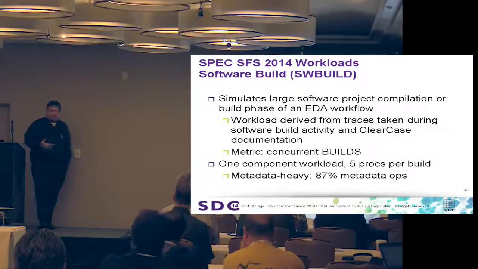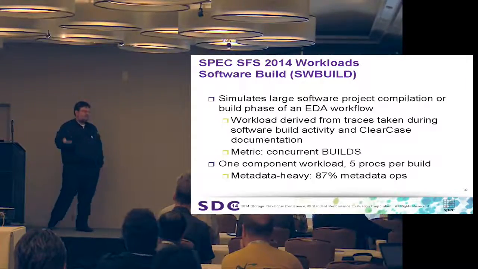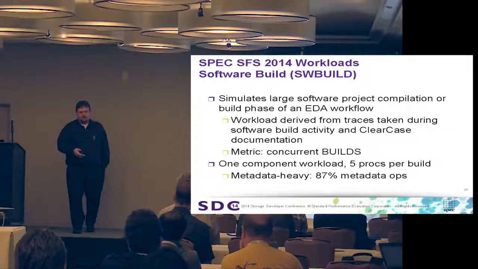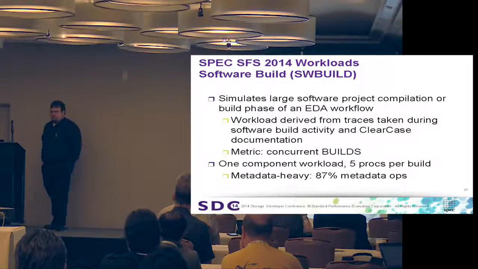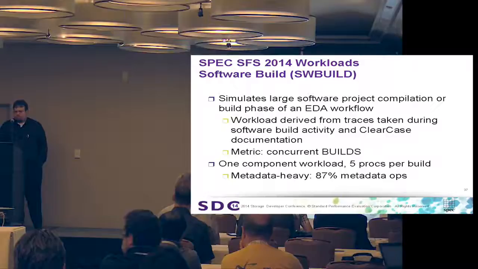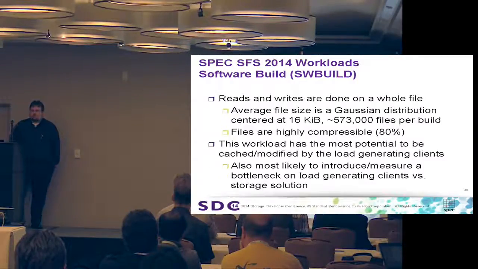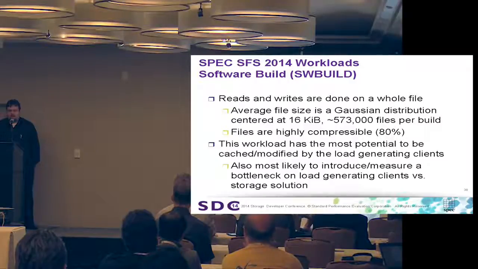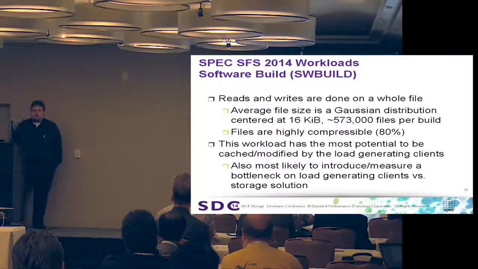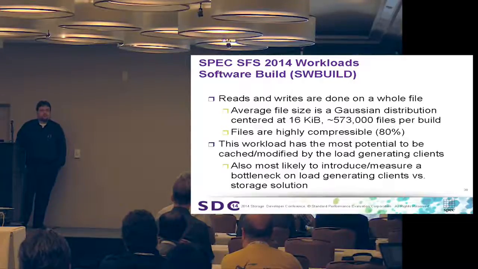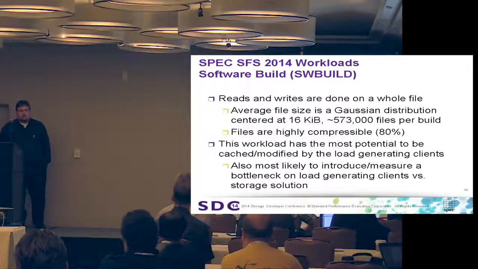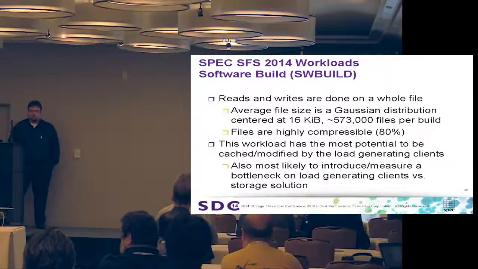Again, this has one component workload, but unlike VDI, it is very metadata heavy. 87% of the workload consists of metadata ops. Now, I mentioned whole file reads and writes. All of the reads and writes for software build are done on a whole file, and the average file size is actually a Gaussian distribution centered at 16K with about 500,000 files per build. And the files are highly compressible, as you would expect from source code.